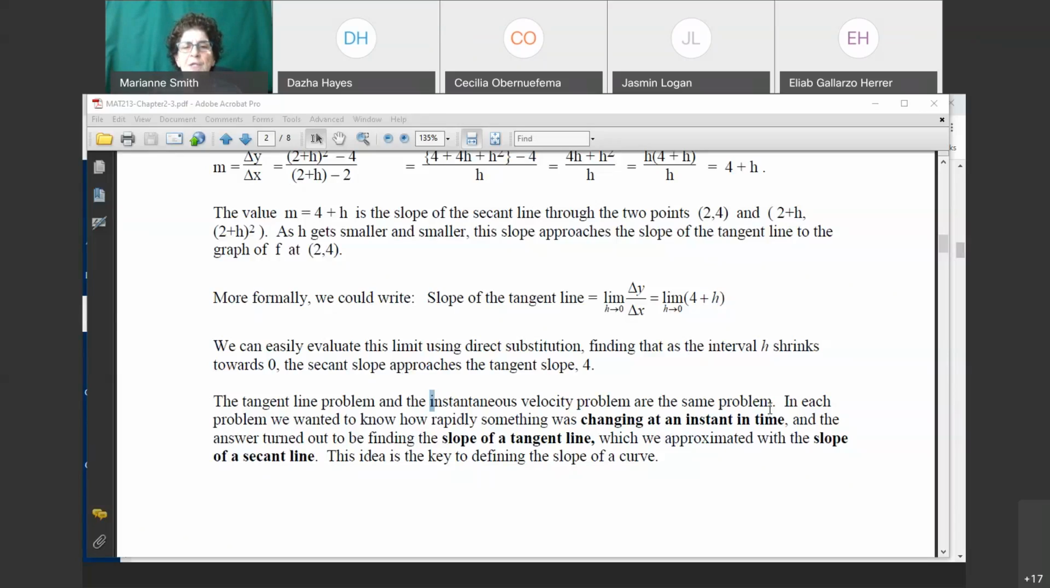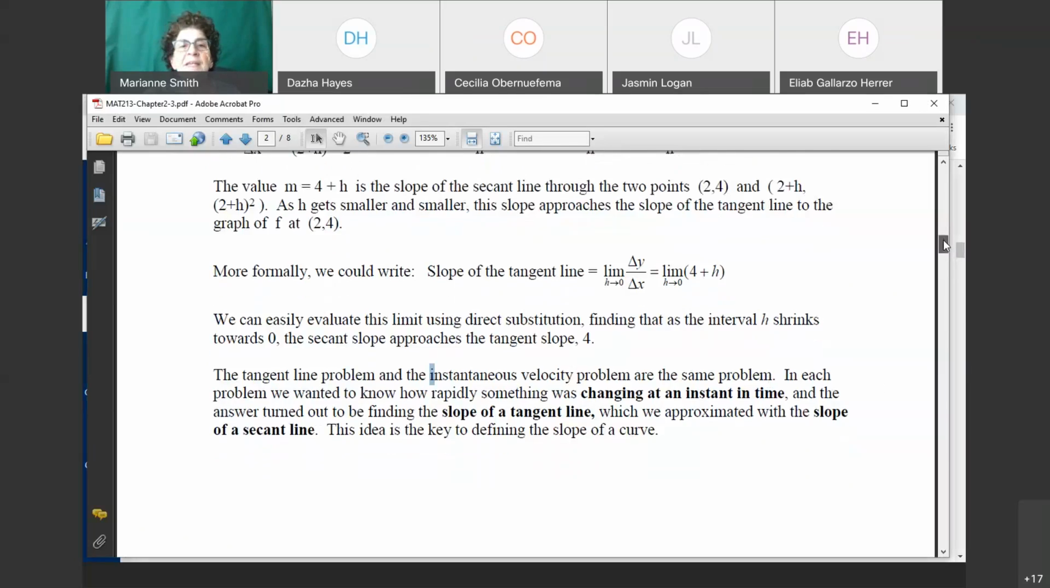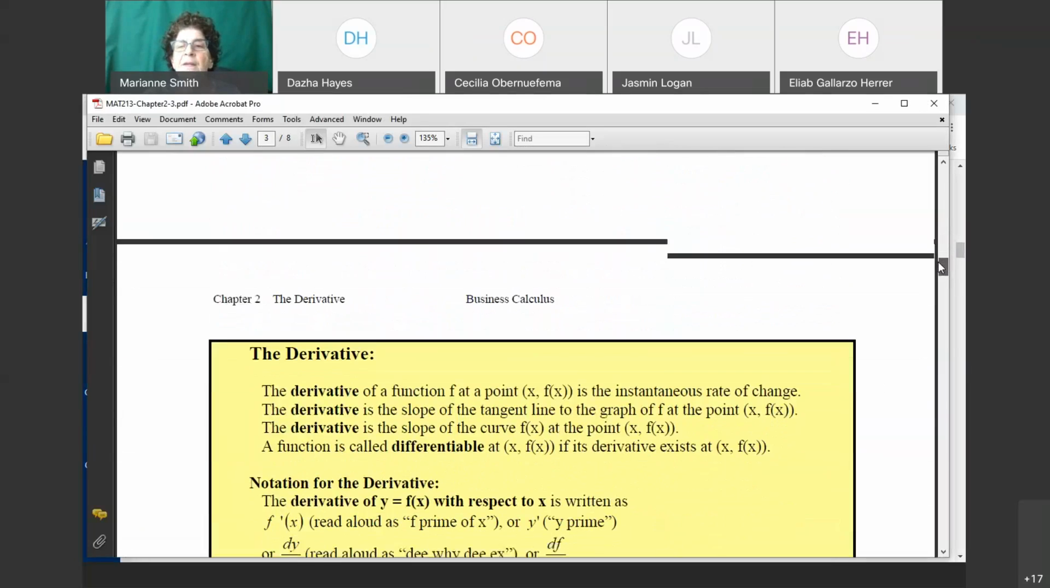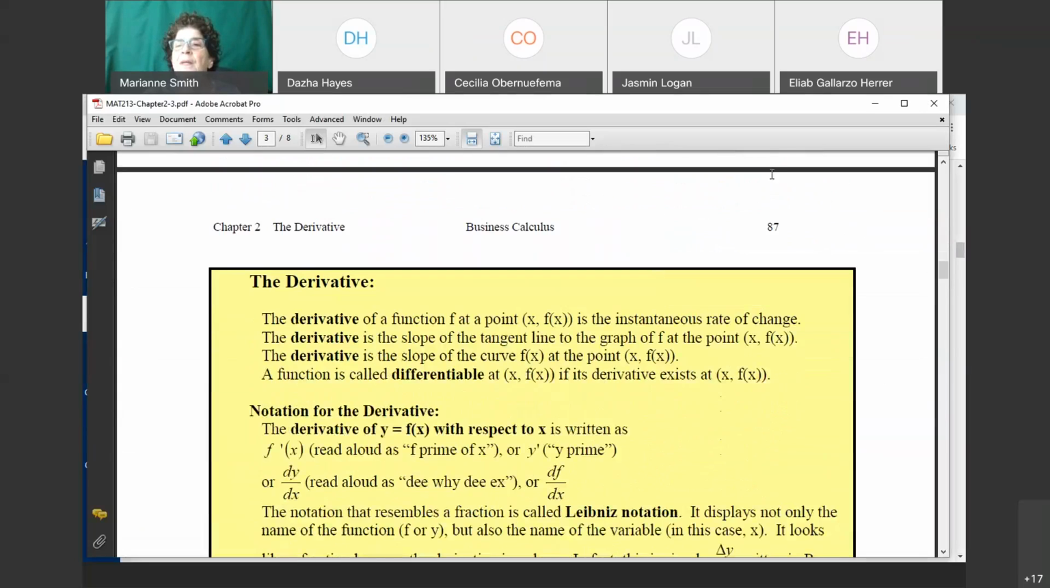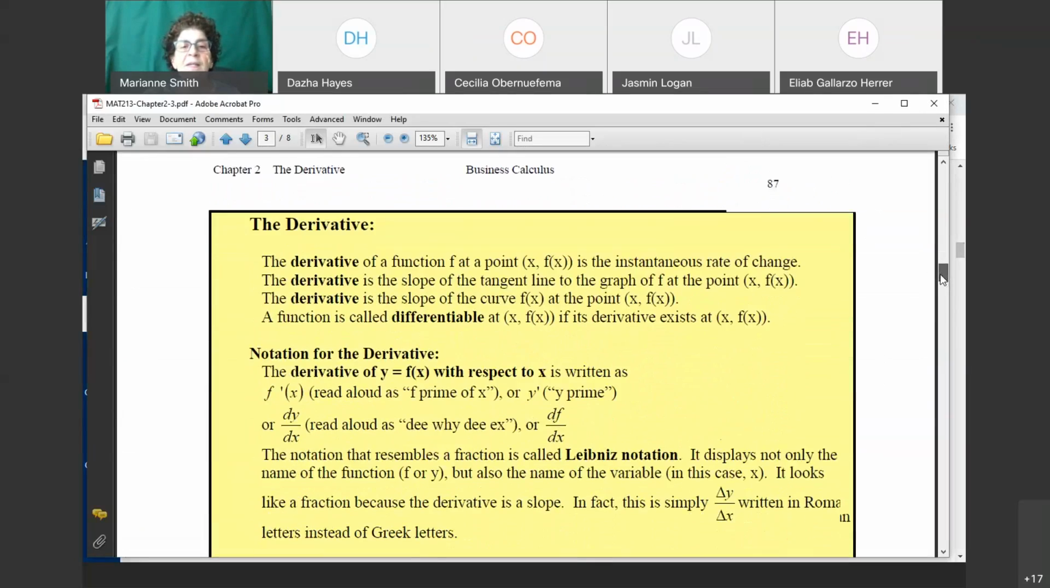Okay, and you can use it to solve application problems. All right, let's take a look. Usually these yellow boxes in your text are important things they want you to remember. So let's take a look.